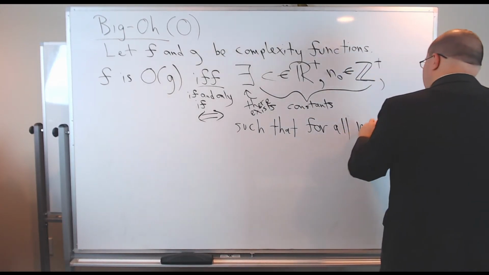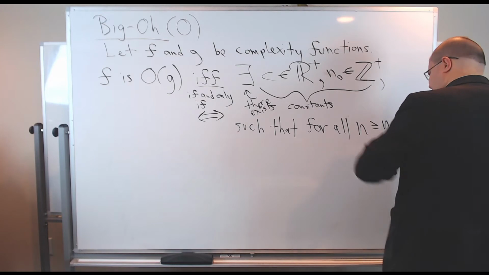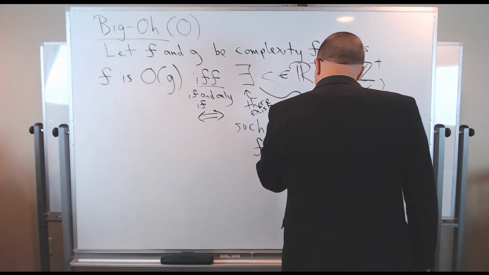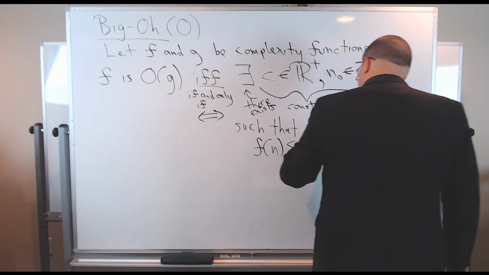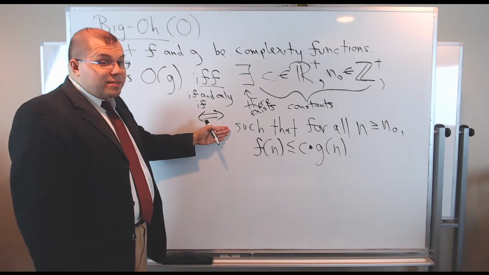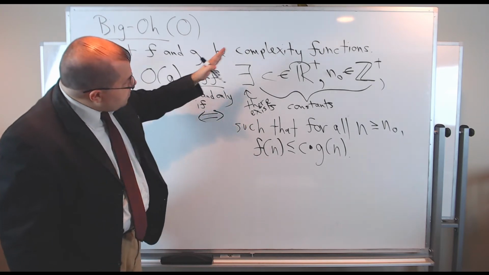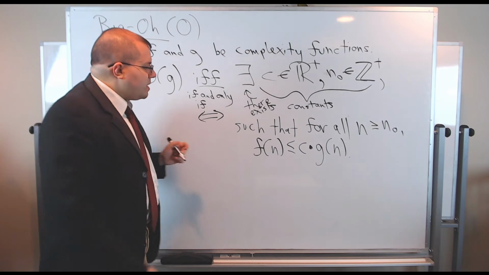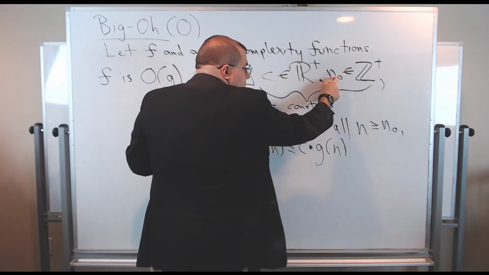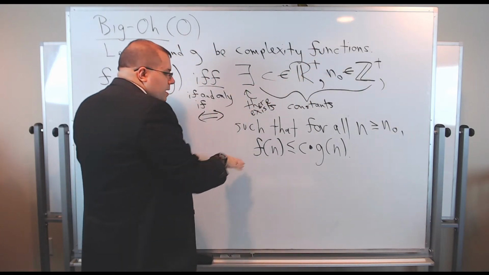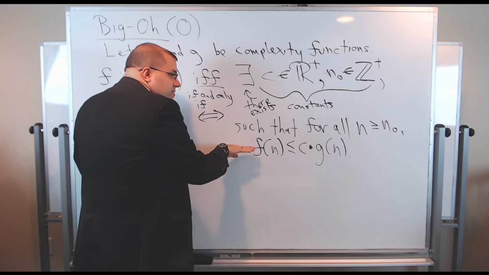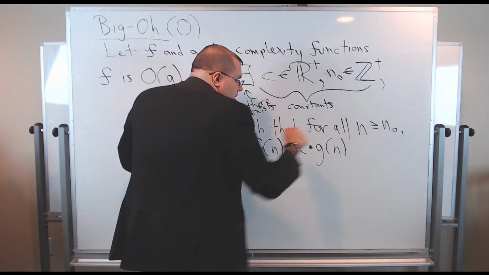such that for all N greater than or equal to N0, it must be that F of N is less than or equal to C times G of N. So, what do I mean by this? I mean that if you give me the C and an N0, then no matter what N I get that's bigger than or equal to N0, remember this is a positive integer, it must be that F of N is less than or equal to C times G of N, regardless of what N is, as long as it's bigger than or equal to N0.